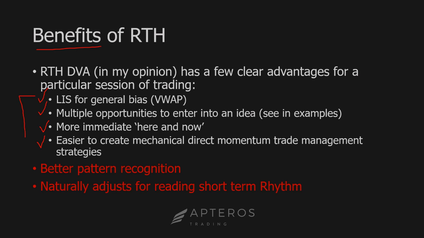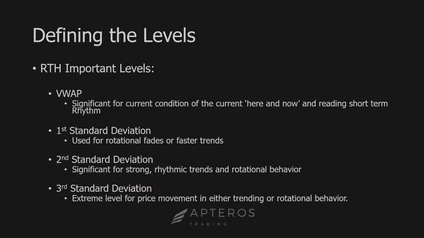All four of these ideas really crescendo in generalizing it as better pattern recognition for myself, at least I think so, and it naturally adjusts to reading the short-term rhythm of any market for the current here and now. So let's define our levels. First level is VWAP. It's significant for defining the current condition, the here and now condition of what's happening, and reading the short-term rhythm.